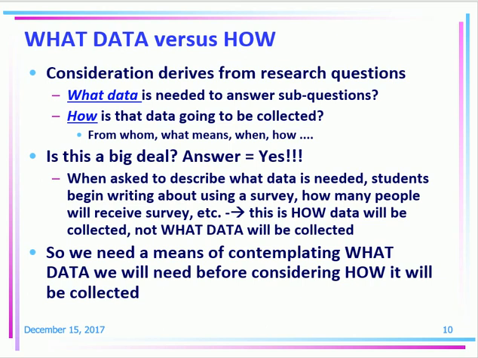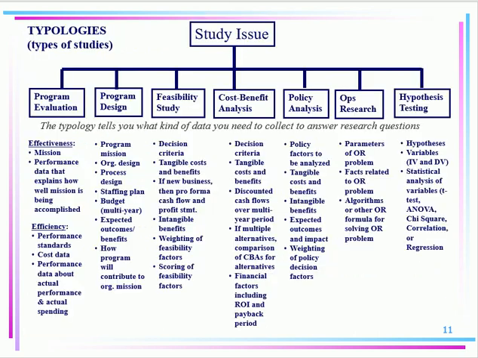Data is data, right? Are you going to ask them whether they have children at home and how much time they have to spend with the children and how does that impact your school and yada, yada, yada. That's what. It's not how. It's what. So we need a means of contemplating what data we will need before considering how.